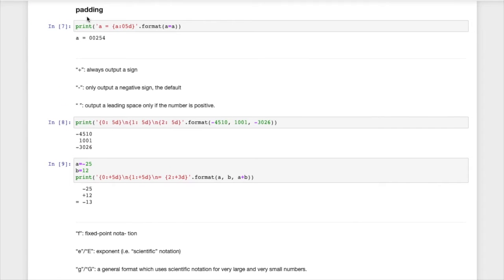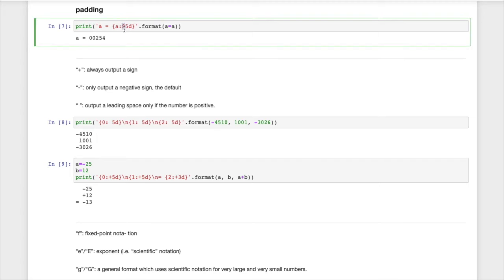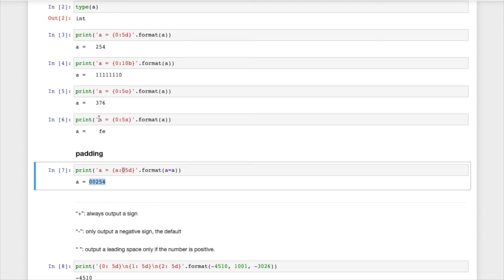Numbers can be padded with zeros to fill out the specified field size by prefixing the minimum width with a 0. For example, this. Here we put a 0 in front of 5d and then we do the same. Now we get zeros in front instead of spaces in front of the 254.